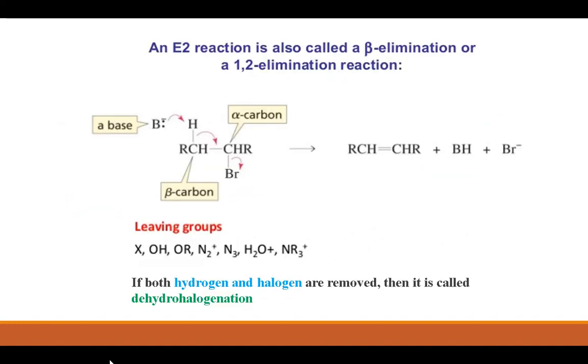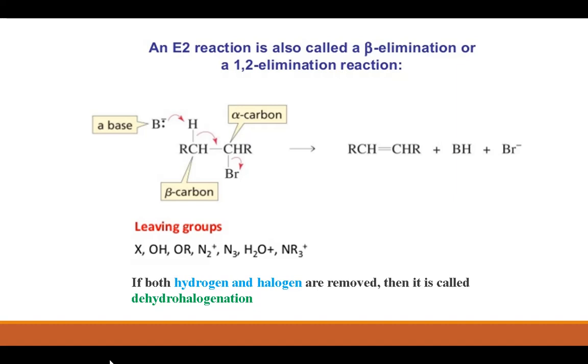If elimination takes place from adjacent carbon atoms, for example a base removes a proton from the beta carbon atom, while the halogen atom leaves from the alpha carbon, during which the double bond is formed between the carbon atoms. Such type of elimination is called beta elimination reaction or 1,2 elimination reaction.